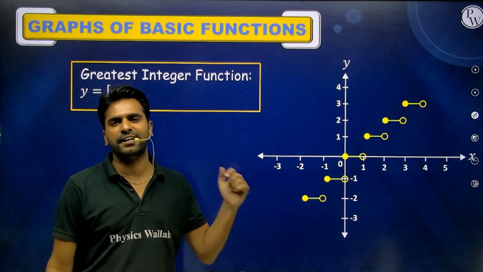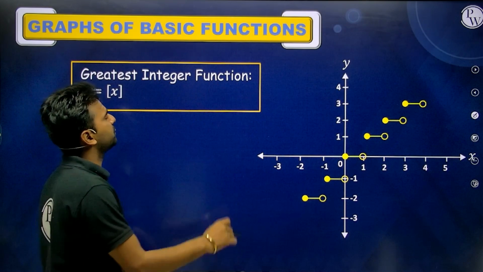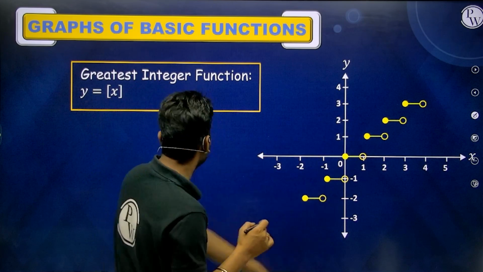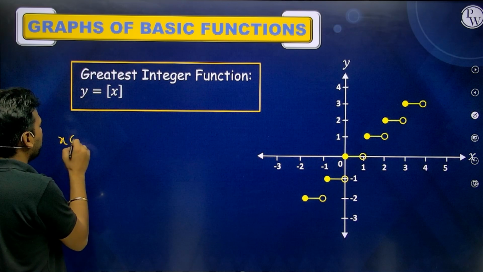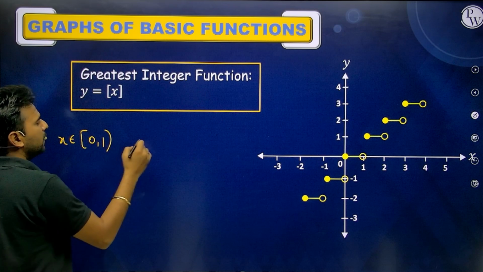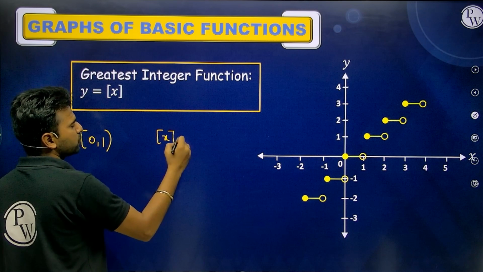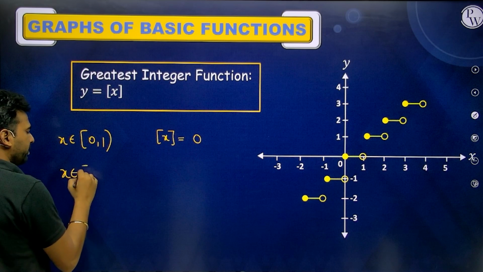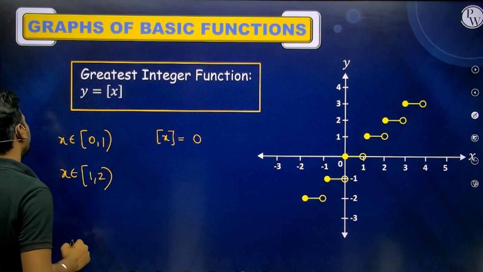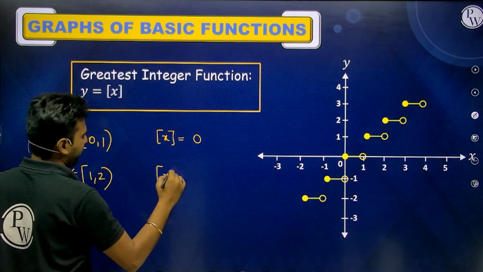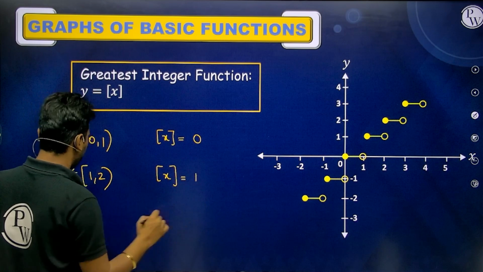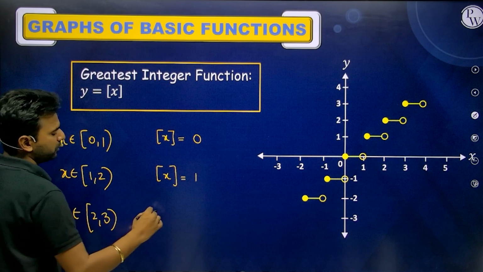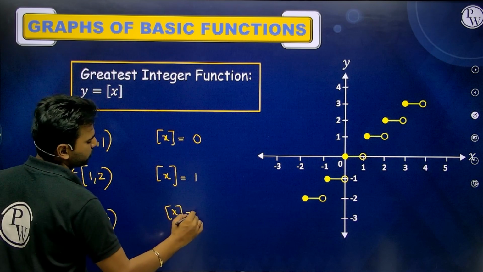Okay, talking about the greatest integer function's graph, I hope you people are aware that it's a stairs-like graph, or we can also say step function. Stairs are there. If you put any value of x between 0 to 1, the value of greatest integer of x is going to be equal to 0 only. If you put any value between 1 to 2, including 1 and not including 2, the greatest integer value is going to be equal to 1 only. If you put any value of x between 2 to 3, including 2 and not 3, the value of greatest integer of x is going to be 2 only.